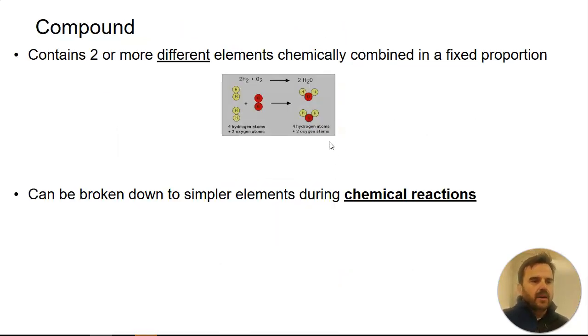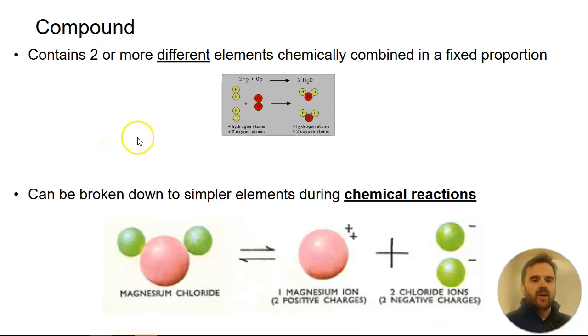Now a compound contains 2 or more different elements that are chemically combined in a fixed proportion. They can be broken down into simpler elements during chemical reactions. The famous one here is H2O. There are many others: CO2, carbon monoxide, NaCl, all of these. Anytime you have more than one element that's combined and bonded together, you have a compound.